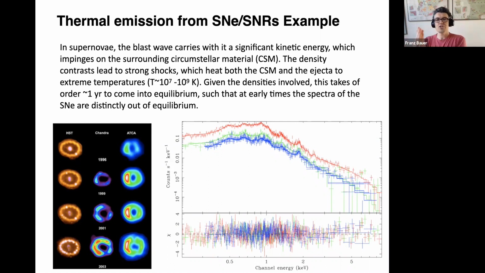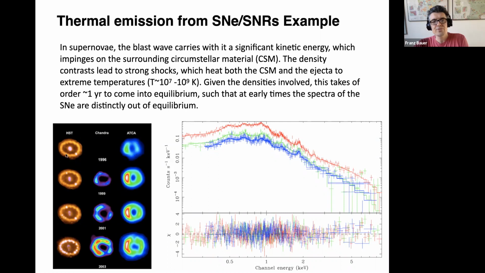in the process you shock it. And so you drive a shock through the material. You also drive a reverse shock through the ejecta. And so this is an example from supernova 1987A, showing the HST image, the Chandra image, and the radio image.